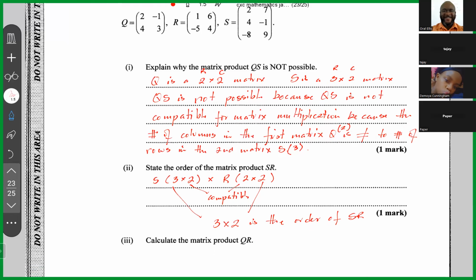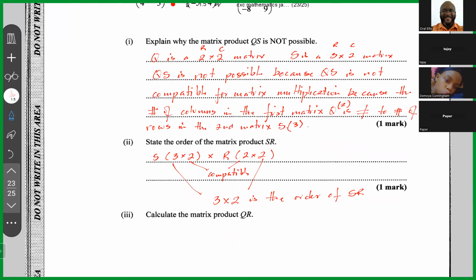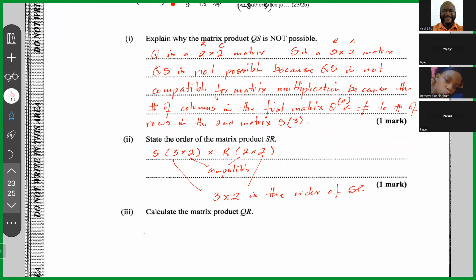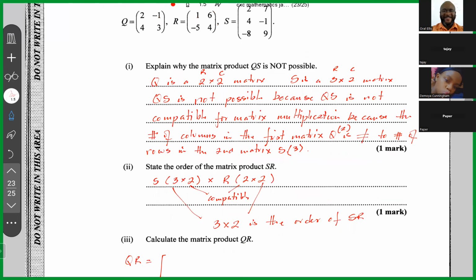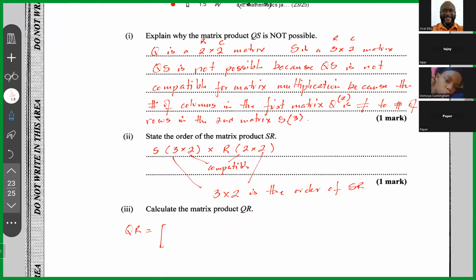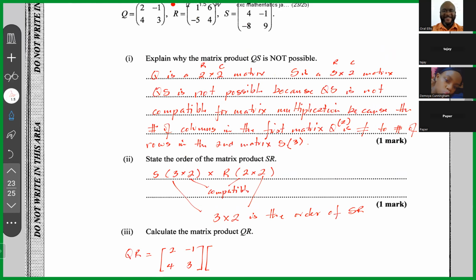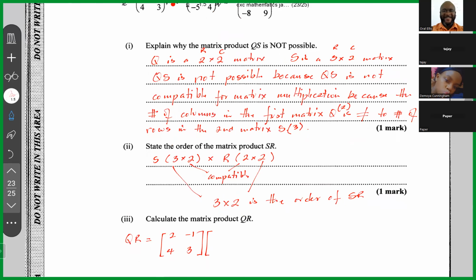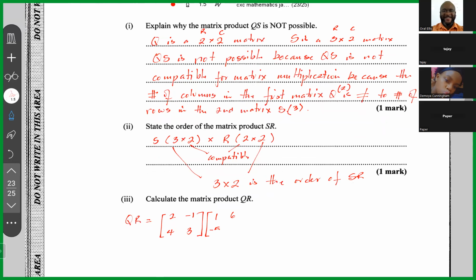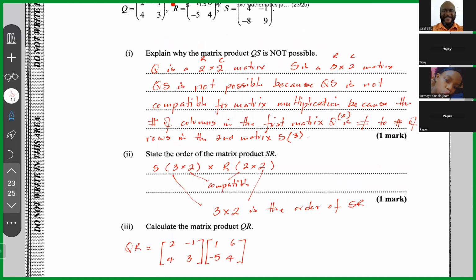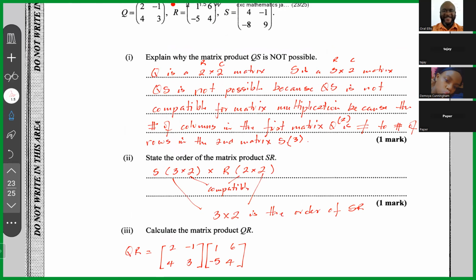We're to calculate the matrix QR. So we're going to multiply two matrices, Q and R. It's two by 2 matrices. All right, so we're going to multiply QR. We have 2, minus 1, 4, 3, multiplied by R, which is 1, 6, minus 5, 4.